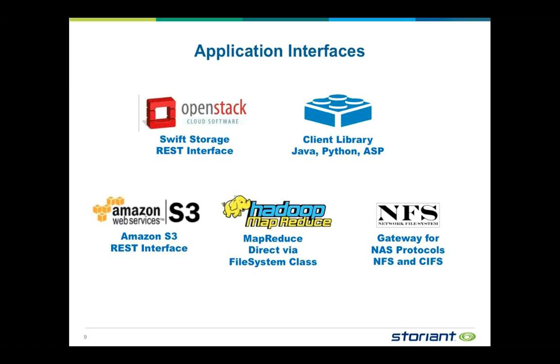Just as a reminder, we have several application interfaces that are available. We have RESTful APIs for OpenStack Swift and Amazon S3. We have client libraries available in a number of different languages, Java and Python, C and C#, as well as a CLI utility. We have integration with Hadoop MapReduce through their Swift file system class. And we have an NFS gateway that will provide support for NAS protocols and legacy applications. So a lot of different ways that we can get information into and out of the Storiant repository.